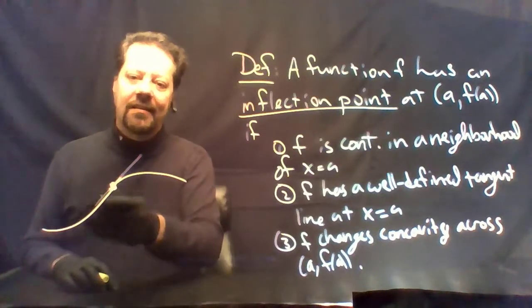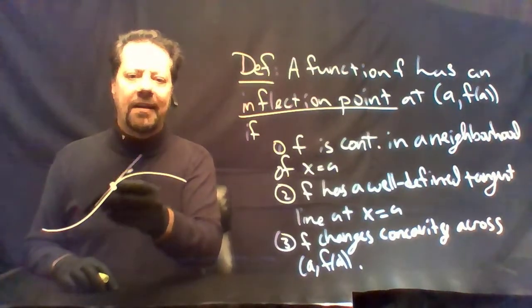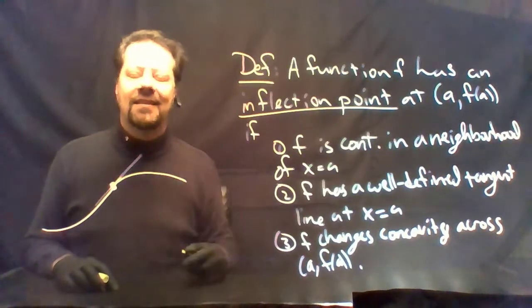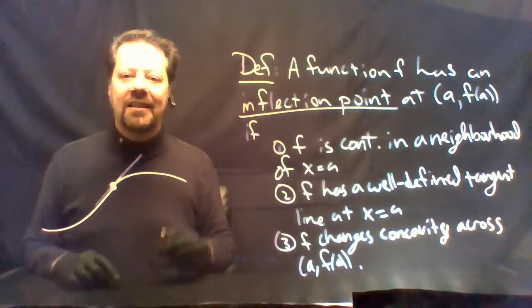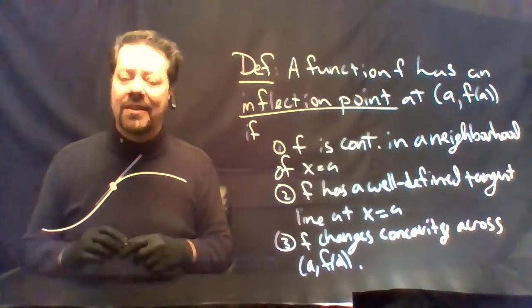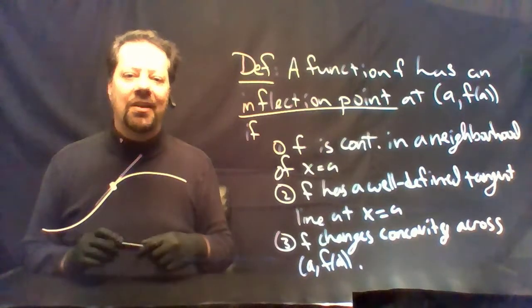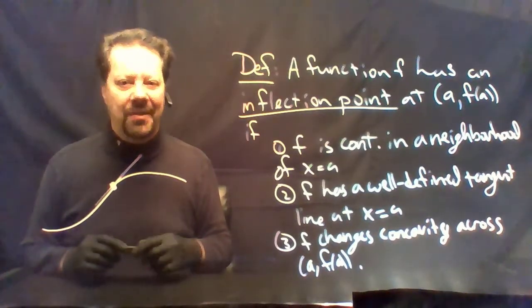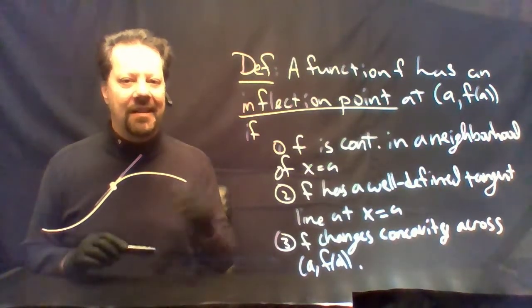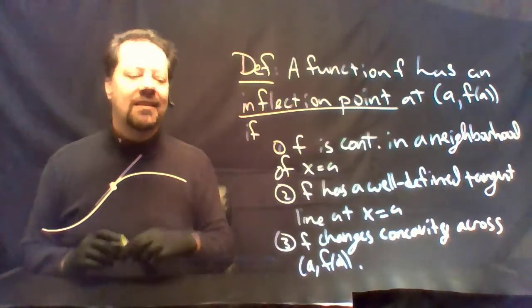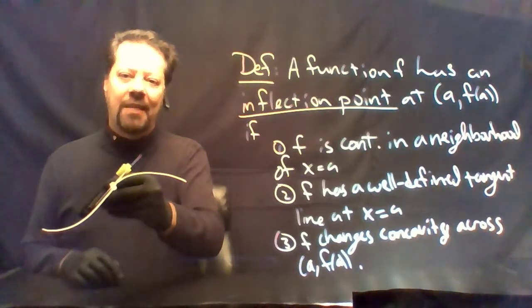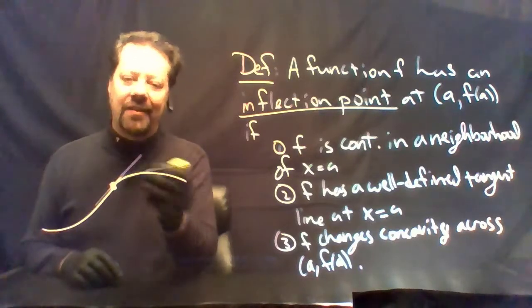So on one side, the second order derivative will have one sign, on the other side another sign. Technically, the second order derivative doesn't need to exist. We said the function is concave up if f prime is increasing. That doesn't imply that the second derivative exists. So f prime is going up on one side and down on the other.